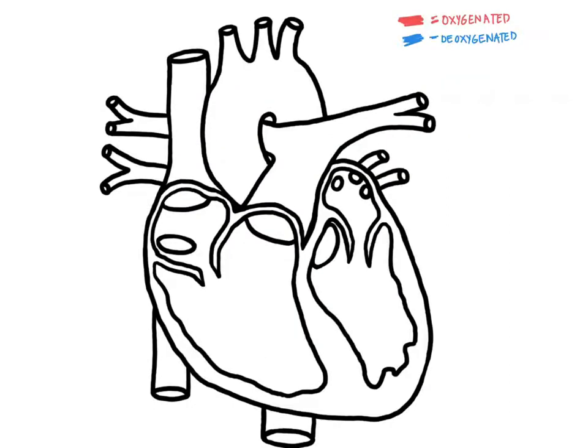So let's begin. We're going to start with our deoxygenated blood, which will flow into the right atrium, and it will come in from the superior vena cava and from the inferior vena cava. Keep in mind this inferior vena cava, it's a little difficult to imagine, but it kind of goes behind the heart and then empties in this section into the right atrium.